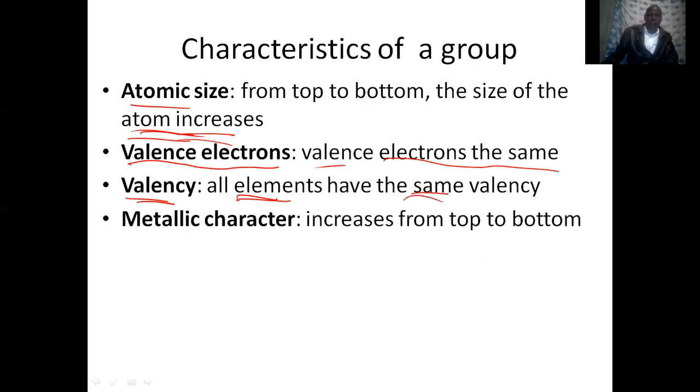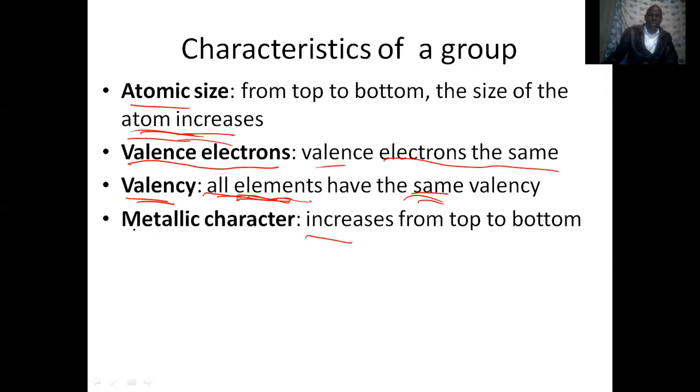In a particular group, if the electrons have to be gained, for example group 7, they have to gain 1 electron, all of them, which means that they have a valence of 1. And in group 1, we have 1 electron, so it is easier to lose that electron, and therefore the valence will be 1. The metallic characteristics increase down the group.